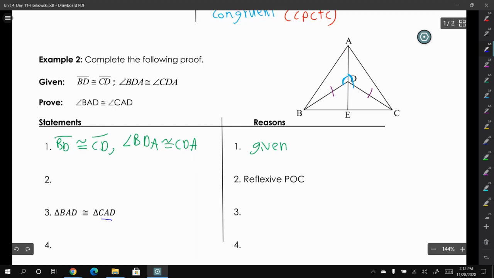We can see that at statement number 3 that triangle BAD is congruent to the triangle CAD. So that means that we want to try to prove that this triangle is congruent to this triangle. And now if we look at statement number 2, we have a blank there, but the reasoning is the reflexive POC. Reflexive POC, or reflexive property of congruence, happens when we have a shared side, which is side AD. So AD is congruent to side AD.